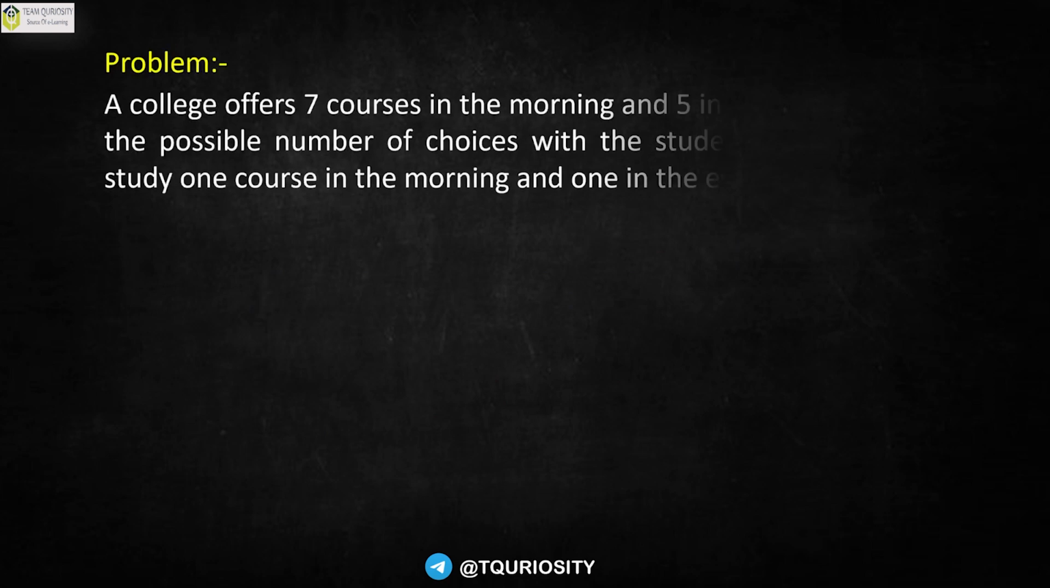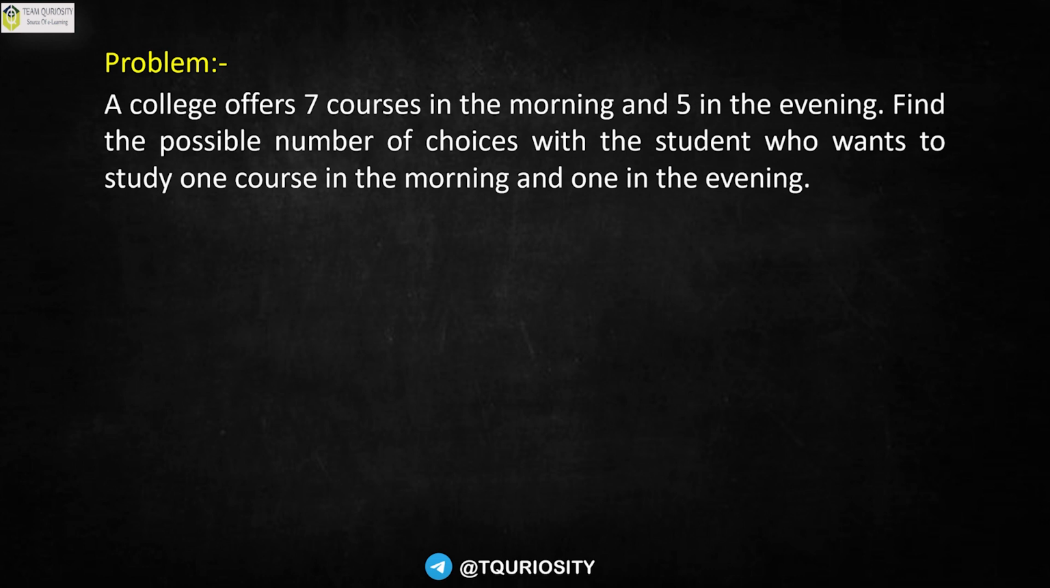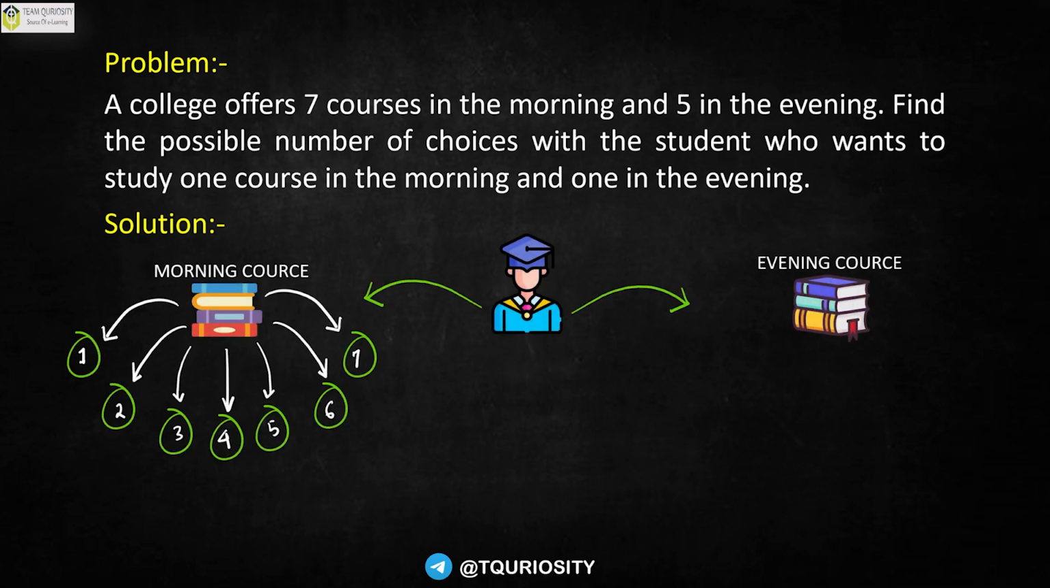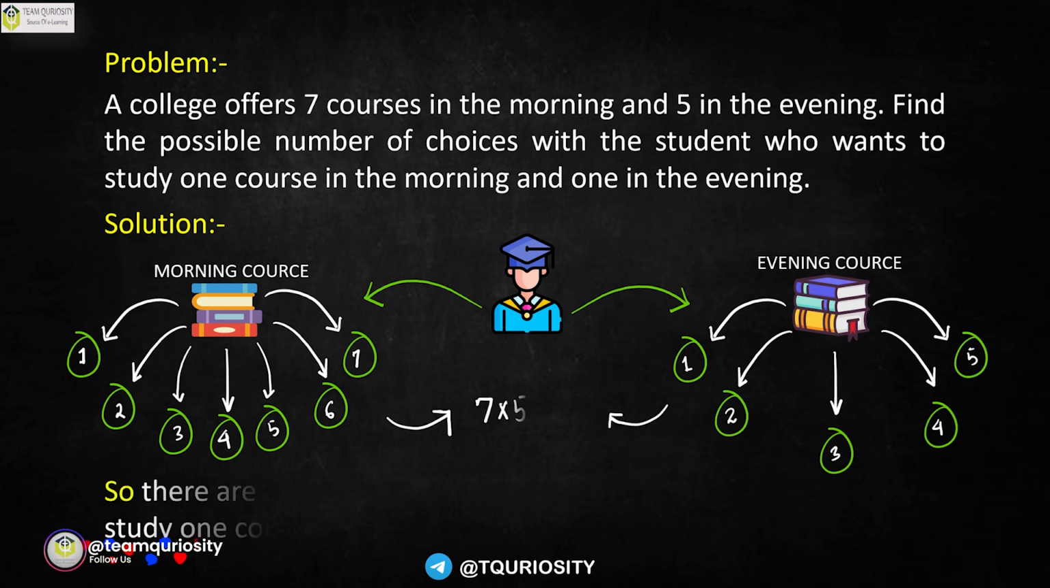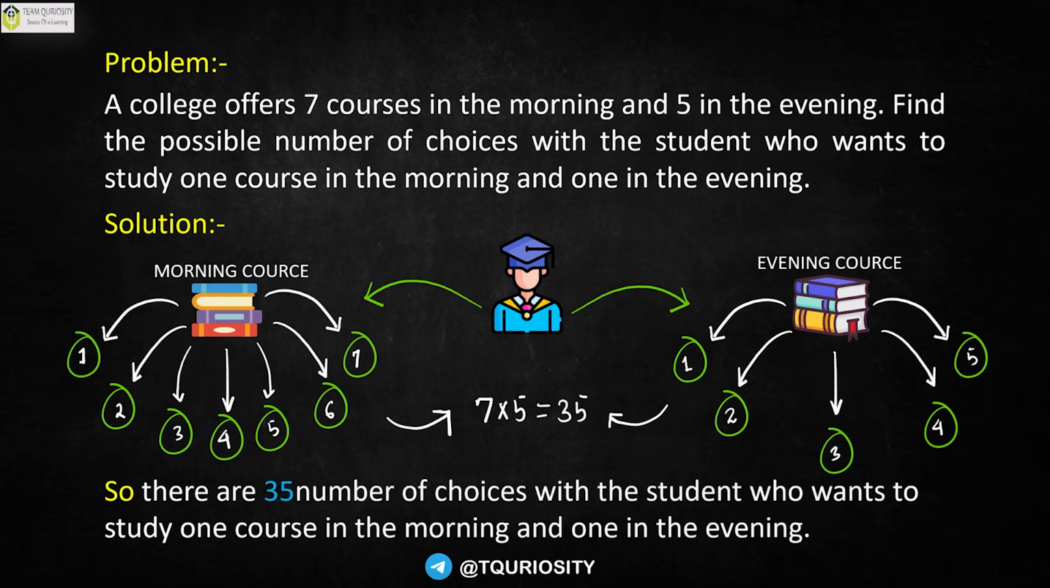Let's discuss a problem. A college offers 7 courses in the morning and 5 in the evening. Find the possible number of choices for a student who wants to study one course in the morning and one in the evening. The student has 7 choices from the morning courses, out of which he can select one course in 7 ways. For the evening courses, he has 5 choices, out of which he can select one in 5 ways. Hence, the total number of ways in which he can make the choice of one course in the morning and one in the evening is equal to 7 cross 5, that is equal to 35 ways.